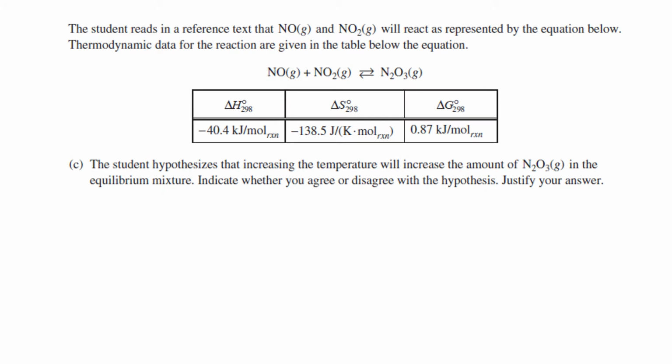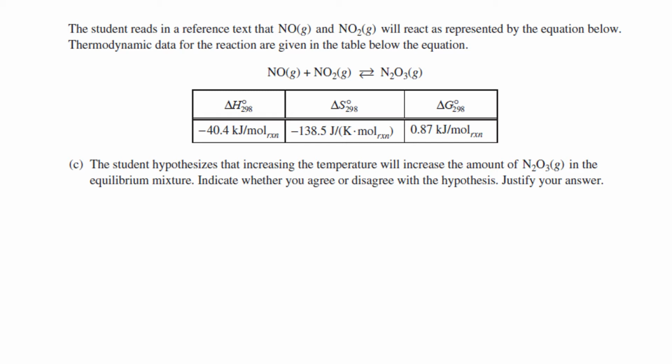Part C of this problem, they say that the student hypothesizes that increasing the temperature will increase the amount of the product in the equilibrium mixture. Indicate whether you agree or disagree with this hypothesis. So let's take a look at the evidence and see what we know. We know that temperature is going to shift equilibrium because of Le Chatelier's principle. We also know that it's going to change the equilibrium constant.